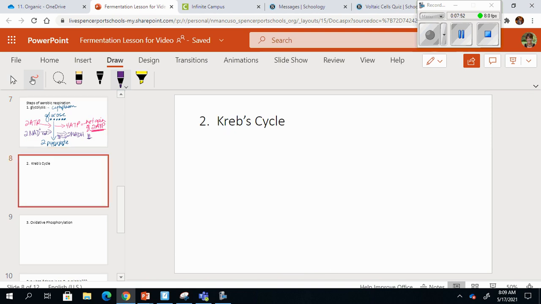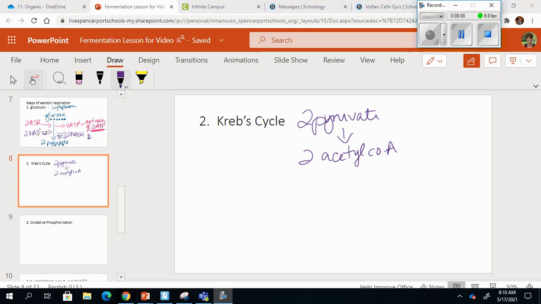All right, Krebs cycle. So before I can do the Krebs cycle, I actually have to do this little step first. I have to convert my 2 pyruvate into 2 acetyl-CoA. This step happens in that matrix of the mitochondria, so in that middle part.